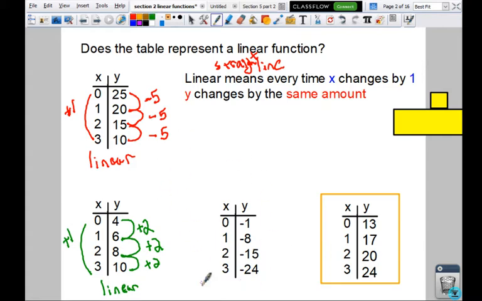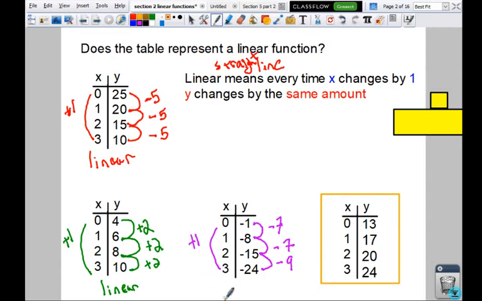All right, let's look at this next one. X part's easy, 0, 1, 2, 3. That's fine, plus 1. Y part, I'm going from negative 1 to negative 8, which is minus 7. And then I'm going from negative 8 to negative 15, which is also minus 7. Then I'm going from negative 15 to negative 24. That's minus 9. Are these three numbers the same? Nope. That means it is non-linear.